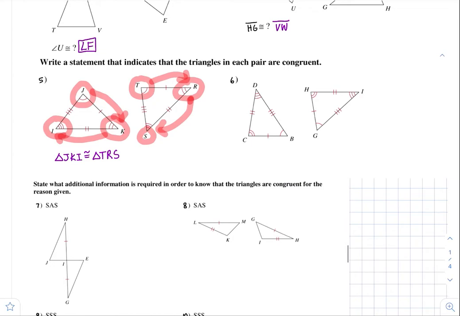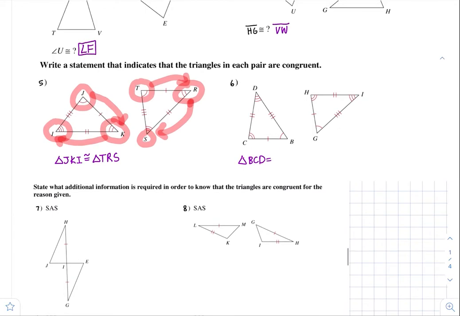Again, you could do any order you want. I just so happen to do that, as long as you match up the correct corresponding angles and sides to the other. Let's do 6. I'm just gonna choose BCD. Why not? Alphabetize. So triangle BCD. What are the exact same corresponding angles congruent to triangle BCD?